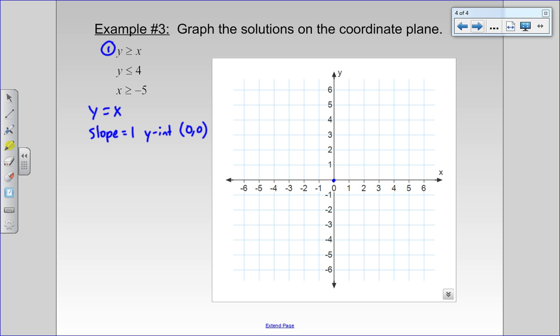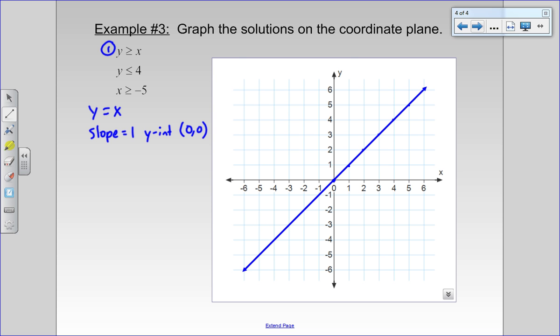So we'll start at the origin, and then using the slope of 1, we can quickly find more points that fall on the boundary line. In this case, we have a greater than or equal to symbol, so the points on the boundary line are solutions of the inequality, so we will graph a solid line.